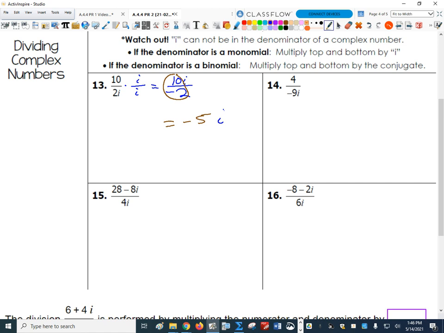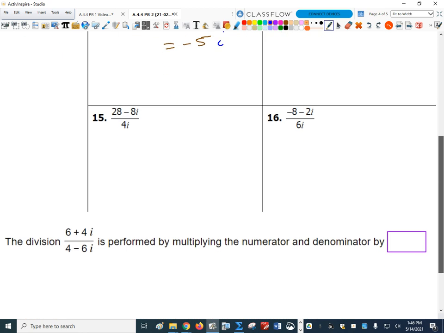Okay, how about number 14? What am I going to do? Actually, let's jump down. Let's do number 16.